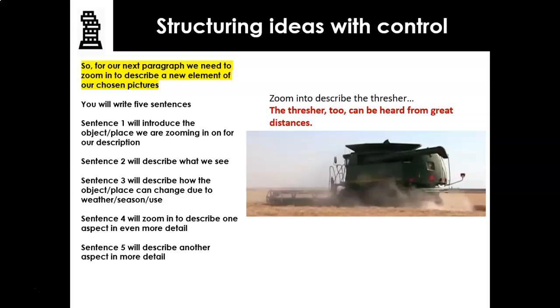Two windows like eyes stay fixed, focused, as it moves with steady purpose. So my sentence 2 is: describe what I can see. Okay, so say what you can see for this image. Now, sentence 3 says, how does this machine maybe change during weather or seasons or use?